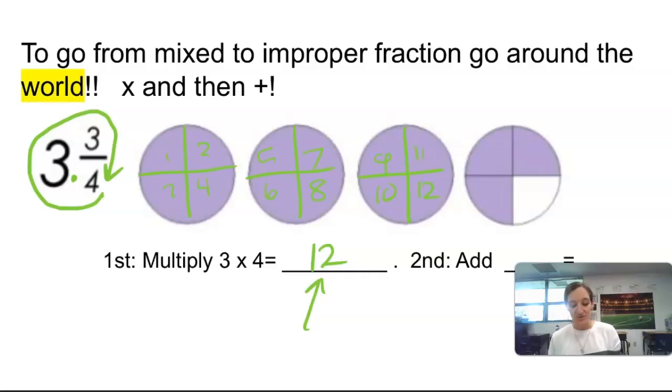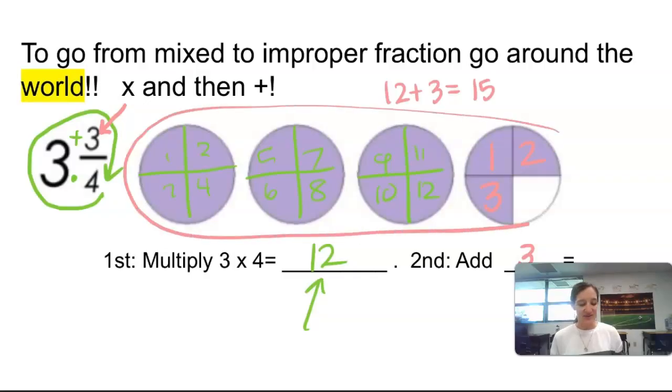The second thing I'm going to do when I go around the world is add the numerator. And as you can see, the numerator is everything that's left over here. So there's 3 empty pieces. That's why there is a 3 up there. And that's why we're going to add it at the end. So we're going to add that 3. Okay, so we have 12 plus 3, and that equals 15. So all together, this 3 3/4 pizza is actually 15 fourths.